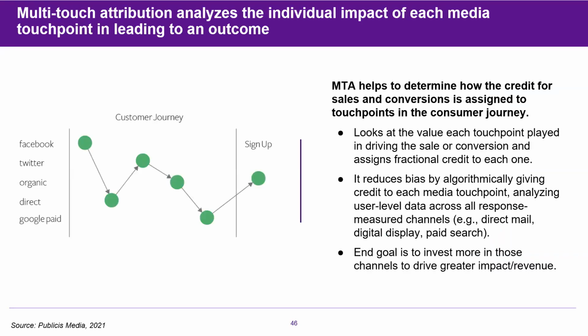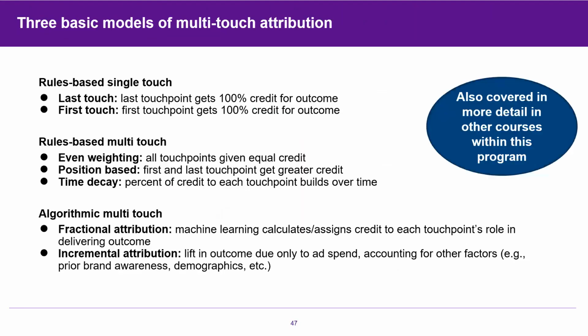Multi-touch attribution analyzes the individual impact of each media touchpoint in leading to an outcome. It helps to determine how the credit for sales and conversions is assigned to touchpoints throughout the consumer journey. It looks at the value each touchpoint played in driving the sale or conversion and assigns fractional credit to each one. And it reduces bias by algorithmically giving credit to each media touchpoint, analyzing user-level data across all response-measured channels, such as direct mail, paid search, or digital display, with the end goal of investing more in those channels that can drive greater impact and revenue.